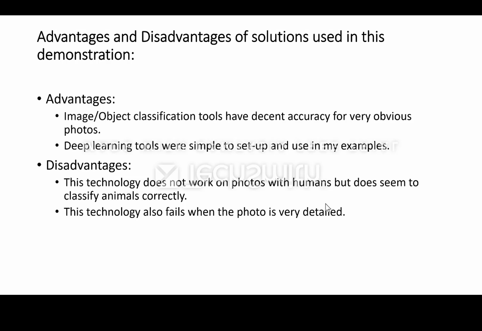Throughout my work on this project, I came up with the following conclusion. Object classification tools work well on obvious photos. In addition, deep learning tools for this technology were easy to set up and easy to use. Some of the disadvantages: this technology does not work on photos of humans, but does seem to work on photos of animals like cats and dogs.